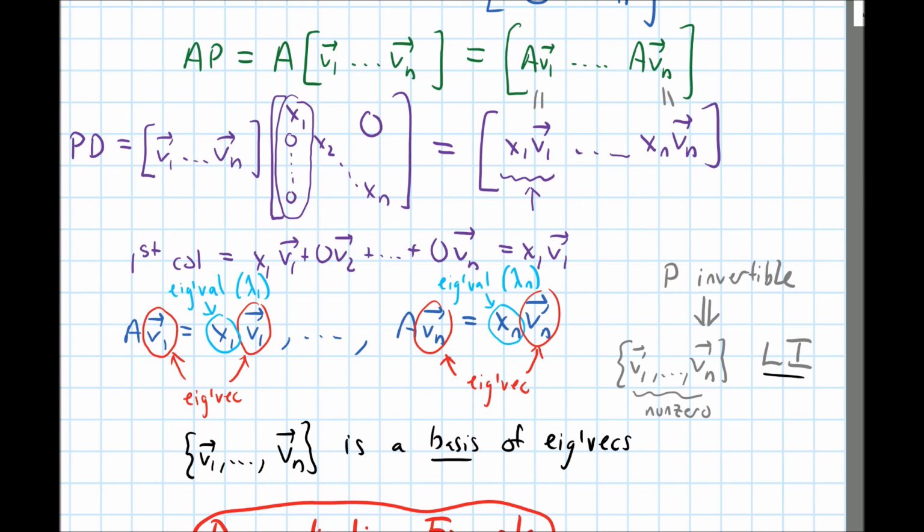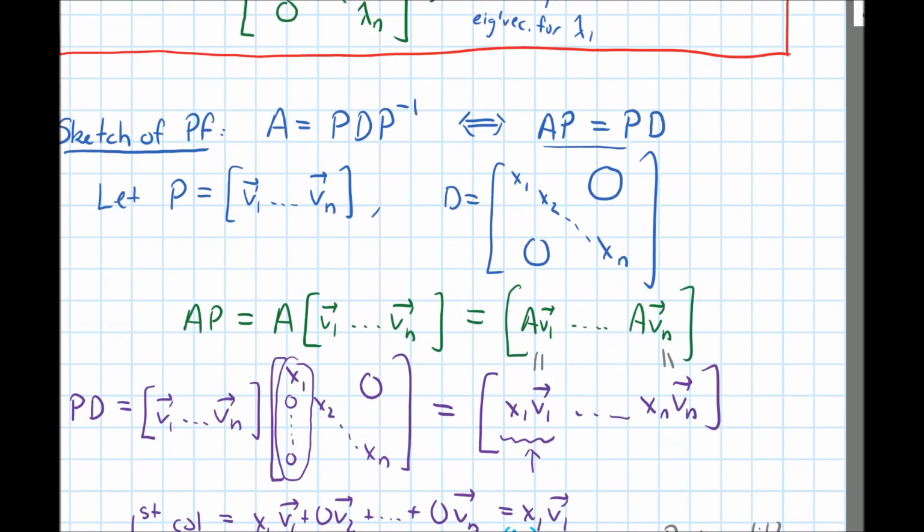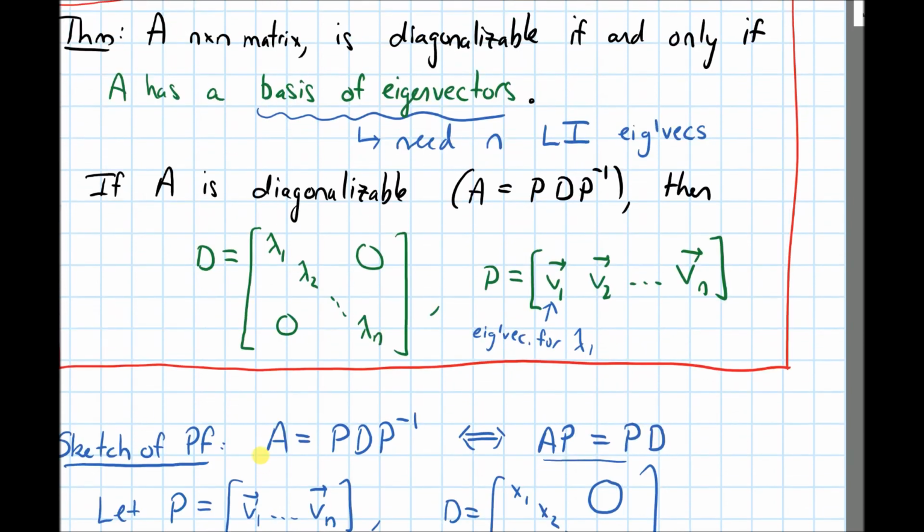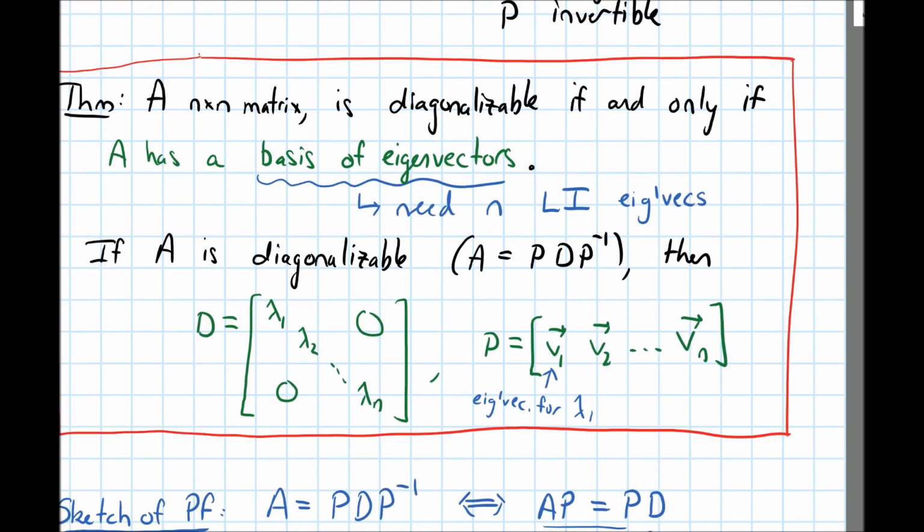So the key takeaway of this theorem for our purposes is that if we want to check if a matrix is diagonalizable, what we need to do is find the eigenvectors and see if we get n linearly independent eigenvectors. And if we do, it's going to be diagonalizable. But if we don't get n linearly independent eigenvectors, then it's not going to be diagonalizable.